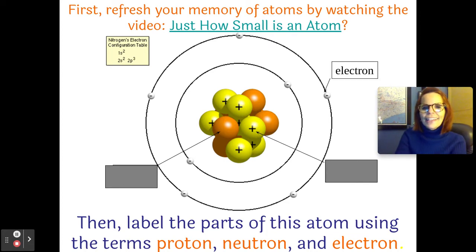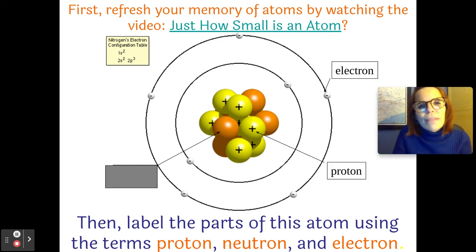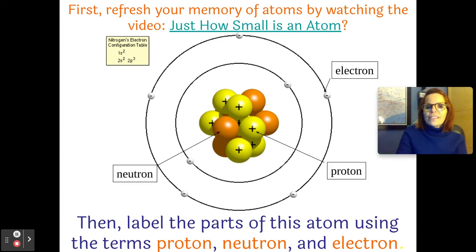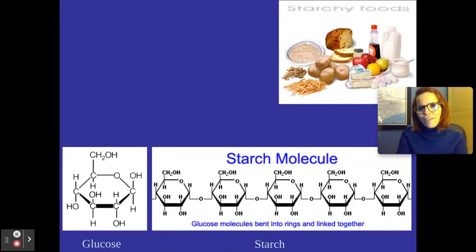So remember the tiny little things on the outside, we say they don't have any kind of a mass and they're negatively charged. Those are the electrons. The balls on the inside that have a plus, the yellow ones, those are the protons. They have a mass of 1, and the neutrons have no charge and they have a mass of 1 also. So go ahead and get those labeled if you have not done so already.